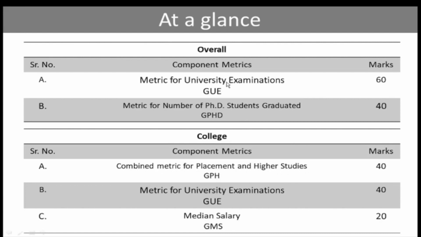So under the overall category, the NIRF is concentrating on the performance in university examination and number of PhD students graduating. However, for colleges, it is looking into the placement and higher studies as well as the median salary.